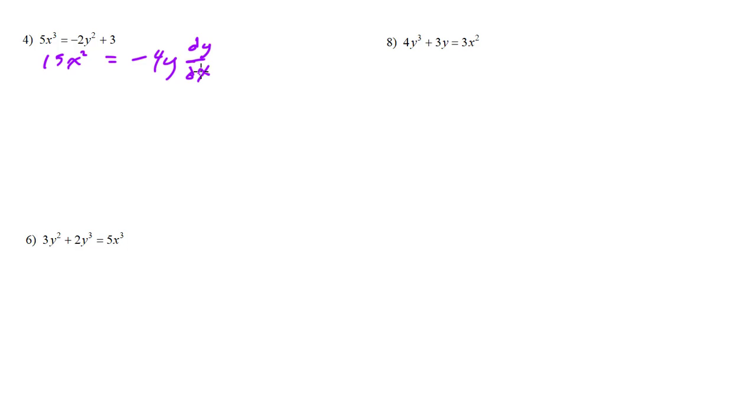So anytime we differentiate y, and we're differentiating with respect to x, we're going to have to use the chain rule and introduce that dy dx. And then the derivative of a constant is just 0. So again, we want to get the dy dx by itself. And here we would have to divide both sides by negative 4y. That's going to give us dy over dx equals 15x squared over negative 4y.